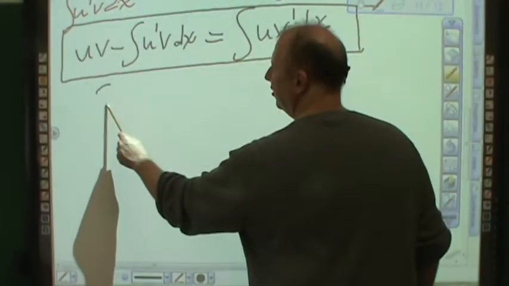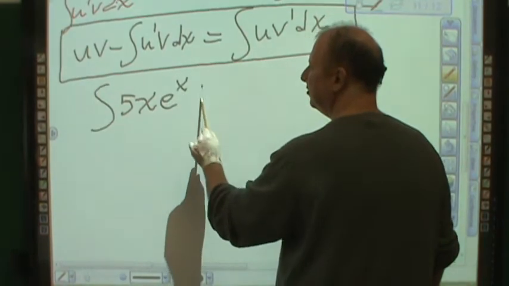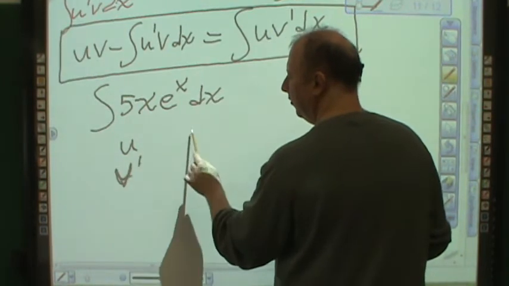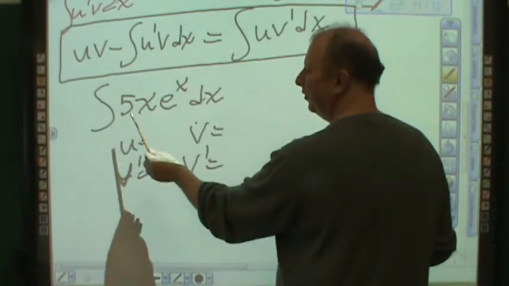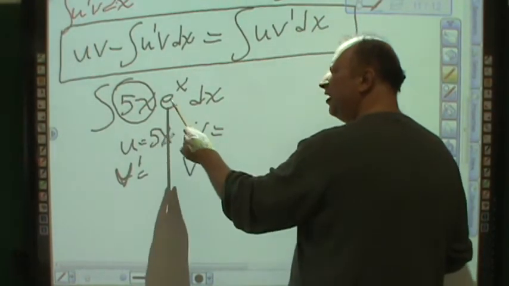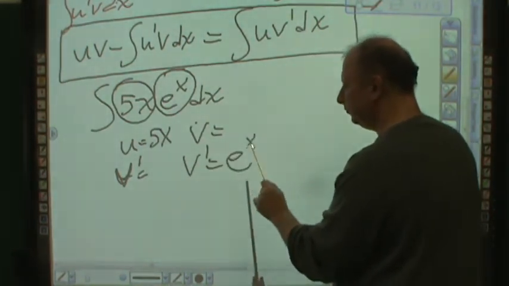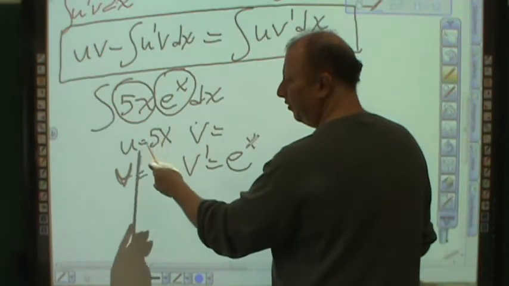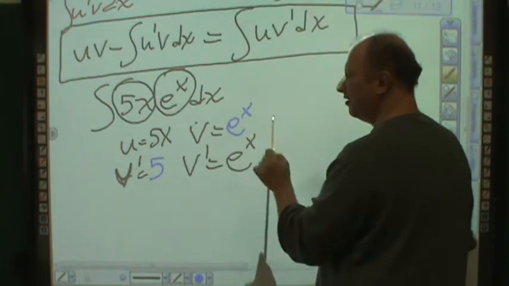Let's say I ask you to integrate the example I had before, 5x e to the x dx. Well, again, we're starting with u, u prime, v, and v prime. But here's where we're going to be a little different. Let's call this u. And instead of calling this v, like we did for the product rule, let's name this e to the x. And now we're going to go through the steps all over again. Derivative of this is 5. The integral of e to the x happens to be e to the x.